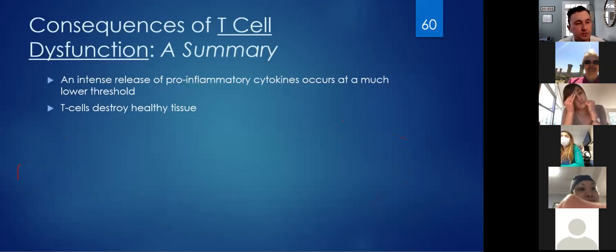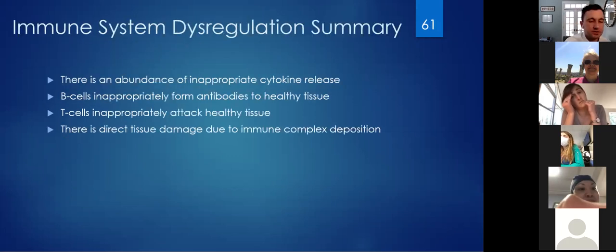So, summarizing the problems due to T cell dysfunction, basically you've got T cells destroying healthy tissue when they shouldn't be, and you've got T cells releasing all the cytokines when they shouldn't be, okay? So if we put all that together, if we take our apoptosis dysregulation and our T cell dysregulation, it really comes down to four big areas within the immune system where lupus patients have issues.